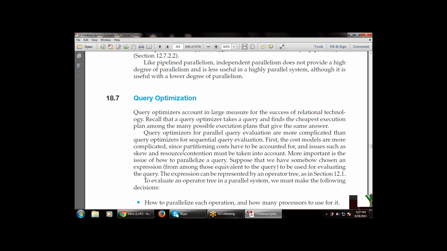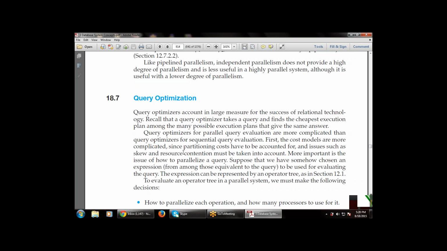The most important issue in parallel processing is how to parallelize a query. Suppose that we have somehow chosen an expression to evaluate the query. To evaluate an operator tree in a parallel system, we must make the following decisions.